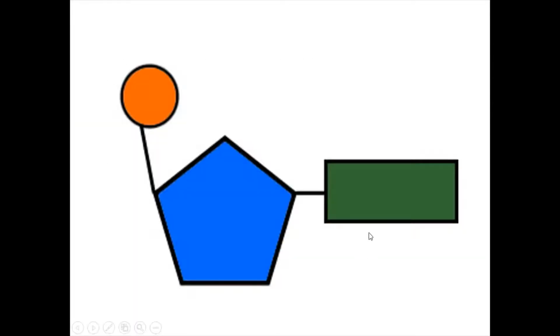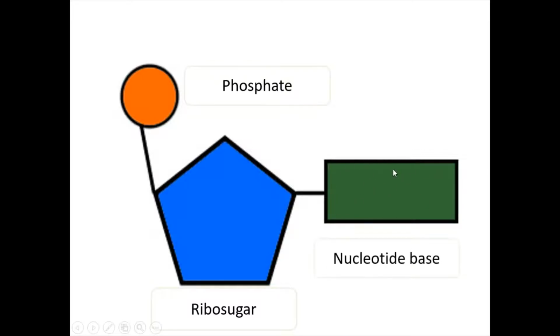This is the structure of a nucleotide. It's made up of three distinct areas. So this section here is called the ribose sugar. This section here is called the phosphate group. And this section here is the most important of all. It's called the nucleotide base. There are four bases: adenine, thymine, guanine, and cytosine.